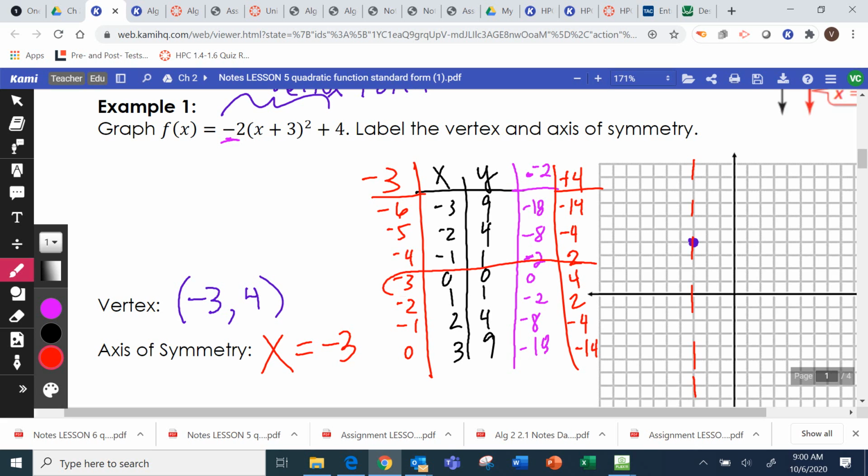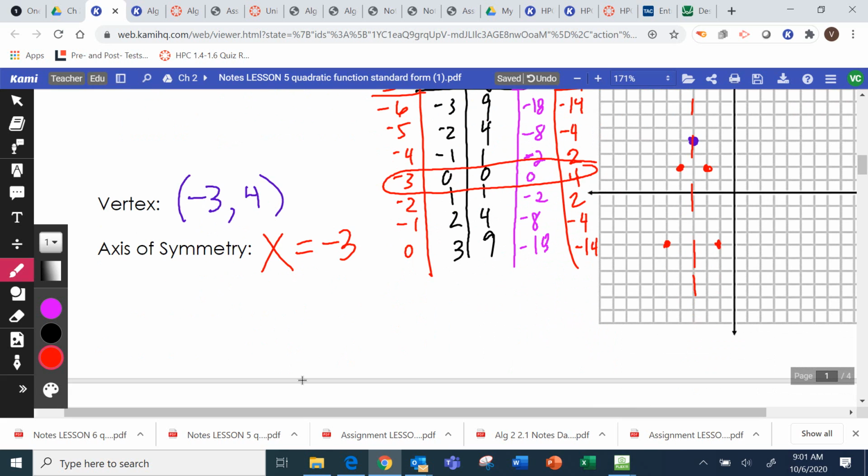And again, here's my vertex right in the middle at -3, 4, which I was able to find without even making a table. And I'm going to plot some more of these points. Around the vertex, I've got -4, 2, and -2, 2. And we've got -1, -4, and -5, -4. And then after that, it's off the graph. But I do have at least 5 points. So it's good.